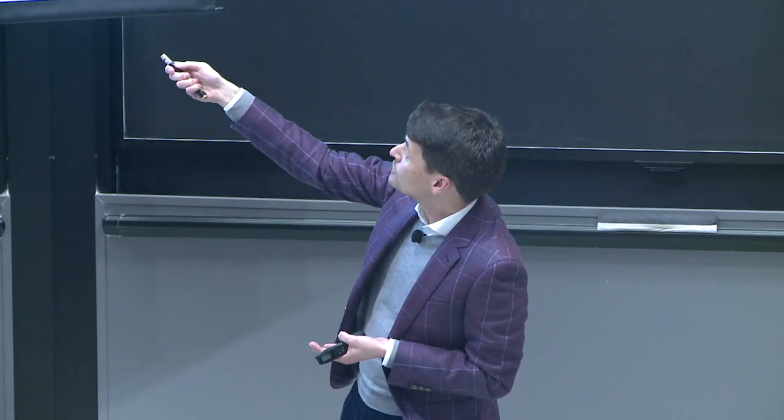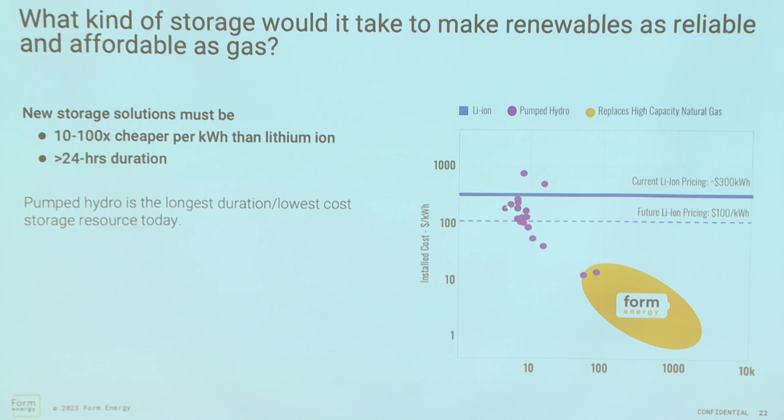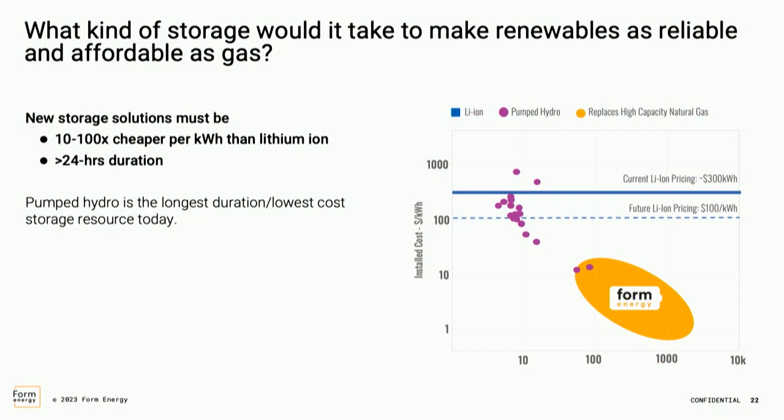And those are these purple points. And so there's a number of different installations. These are US installations. And you can see there are a couple ones. These are actually Western deployments where there are very large geologic features, very large lakes and reservoirs that we can use to pump up and down. And so even there's some things in this multi-day storage range as pumped hydro, we can't build more of it. And so this orange blob was what we thought we would need to go after.